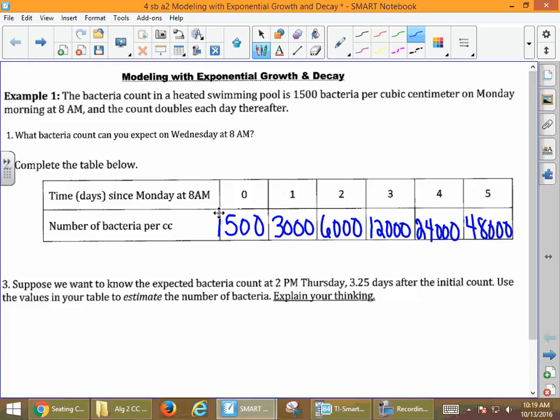So what bacteria count can we expect on Wednesday now that we have our table filled in? Tiffany? Monday, Tuesday, Wednesday. Oh, oops. That's all right. 6,000 cubic centimeters.